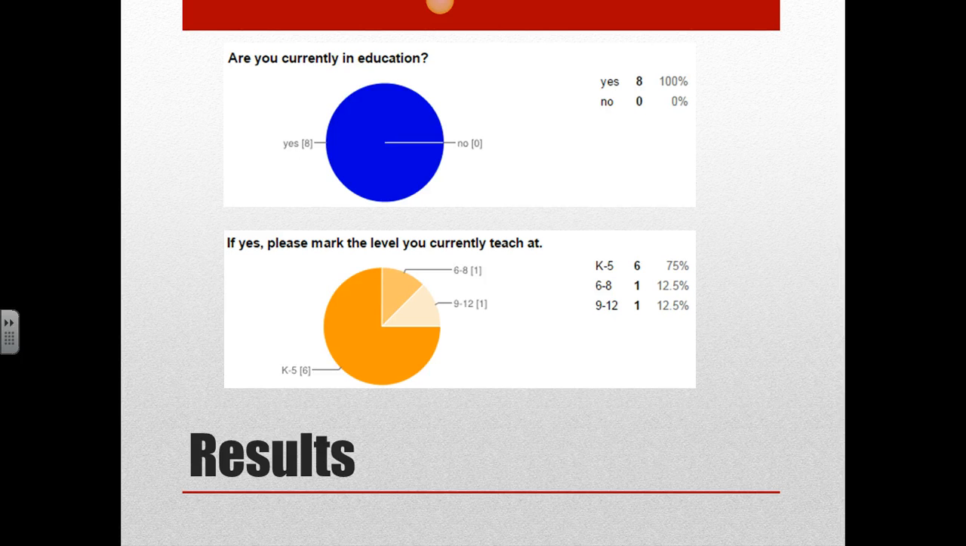Out of the 8 people who did it, they all were in education currently. It says mark the level, as you can see, K through 5. We had 6 of the 8, and then obviously 1 in middle school, 1 in high school.